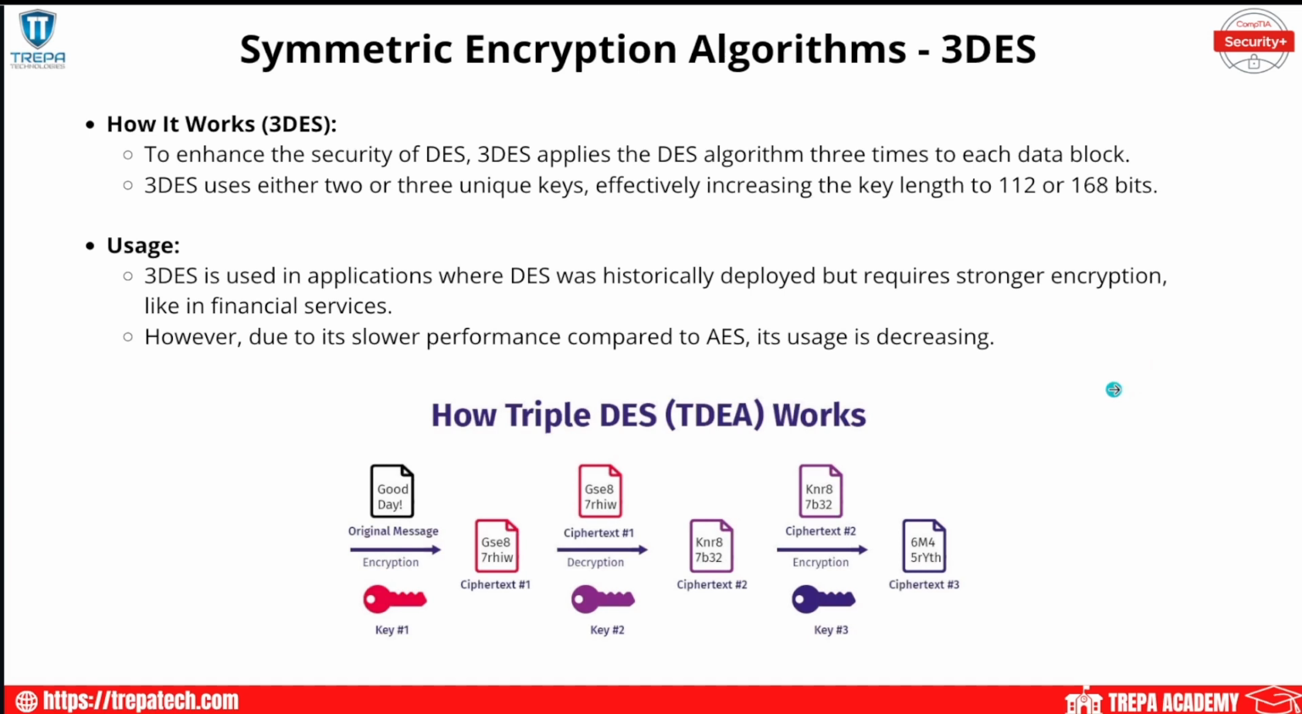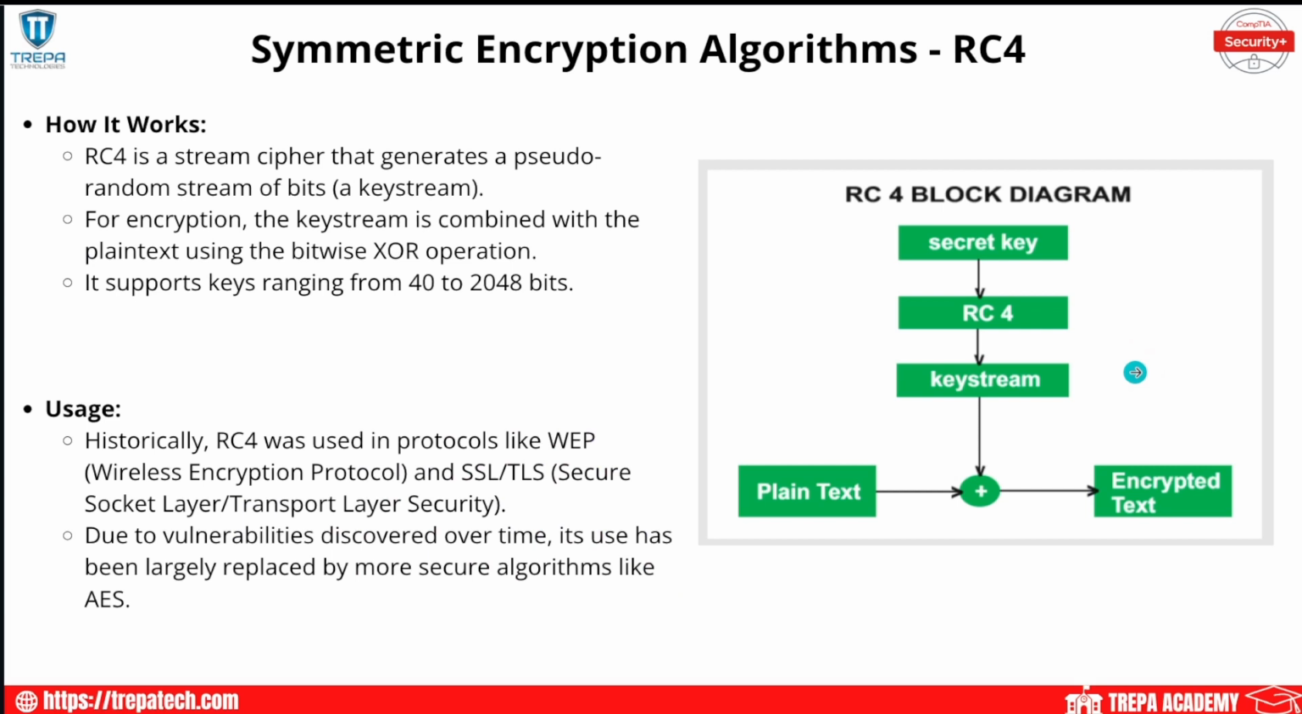So now let's go over some of the different algorithms. Triple DES is a symmetric encryption algorithm. This is kind of not used anymore. It's a block cipher that uses two or three unique keys, which increases the bit key length from regular DES, but it has slower performance compared to AES.